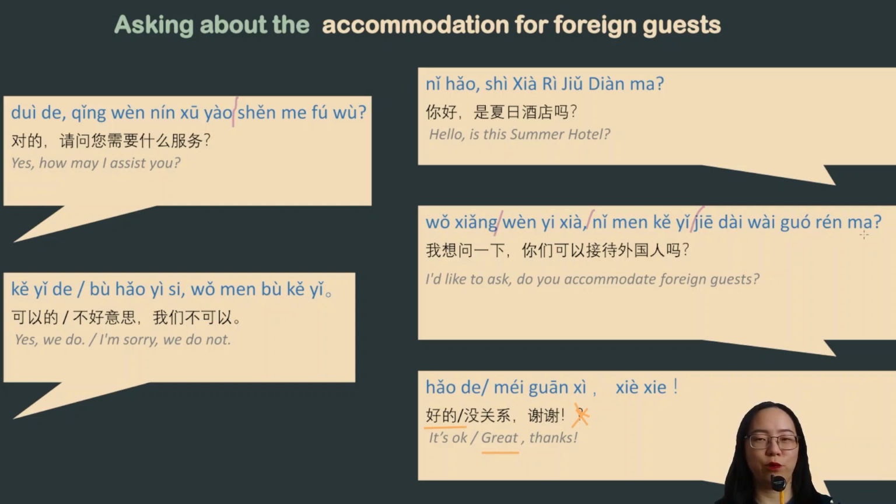And 吗 question. If they can, they will say 可以的 sure. If they cannot, they will say 不好意思 sorry. 我们 we 不可以 we can't. To respond to this, you may say 好的 sure, great. If they said, oh, sorry, we can't, 我们不可以, then you can say 没关系 it's okay, it's all right. And 谢谢 at the end.